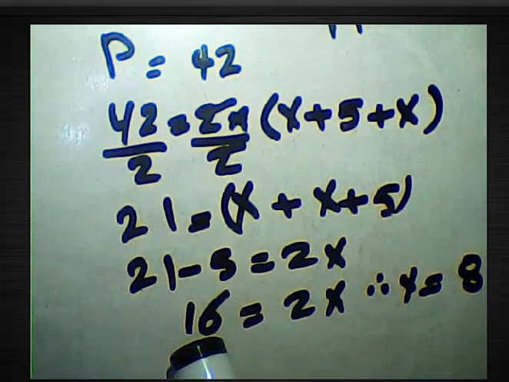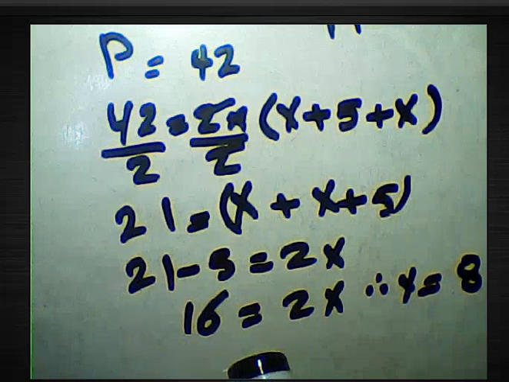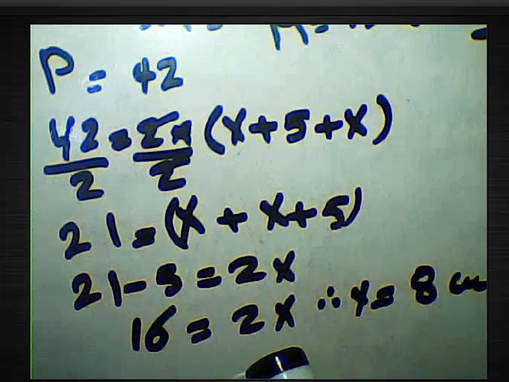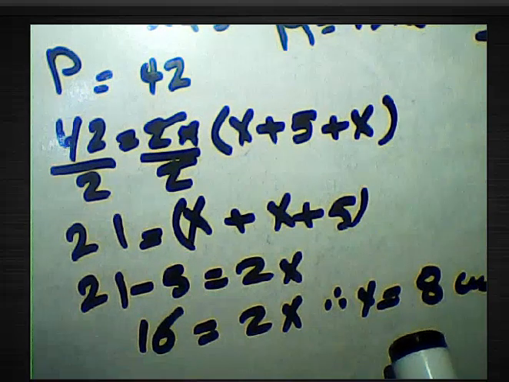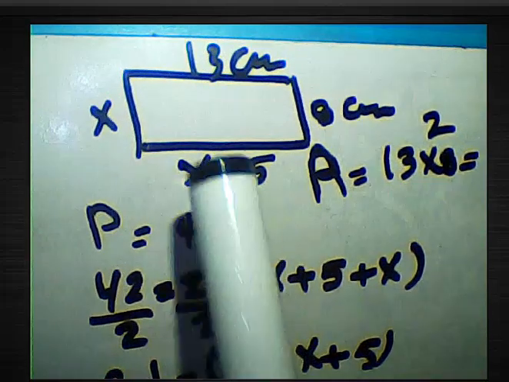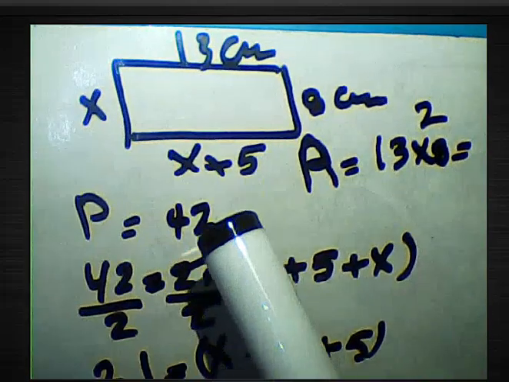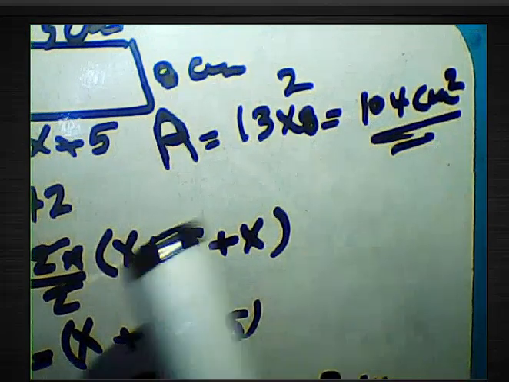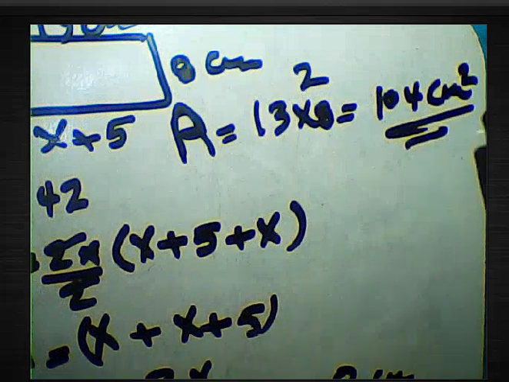21 minus 5 equals 16, and x plus x equal to 2x. We can divide it by 2. x equal 16 divided by 2 equal 8 centimeter. x equal 8 centimeter is the width, and the length will be x plus 5. 8 plus 5 equal 13 centimeter. Then the area equal length times width. 13 times 8 equal 104 square centimeter.